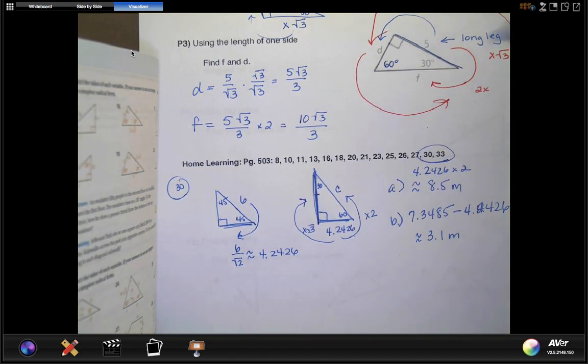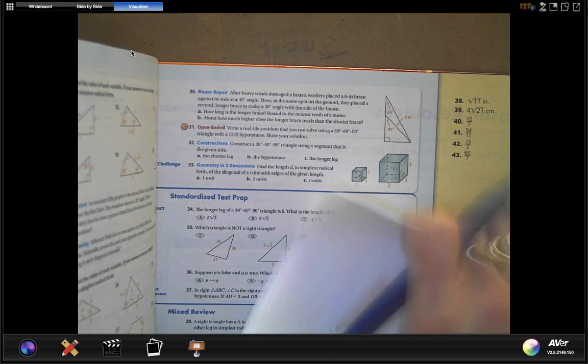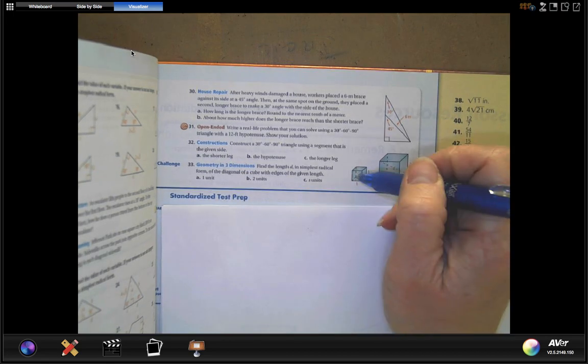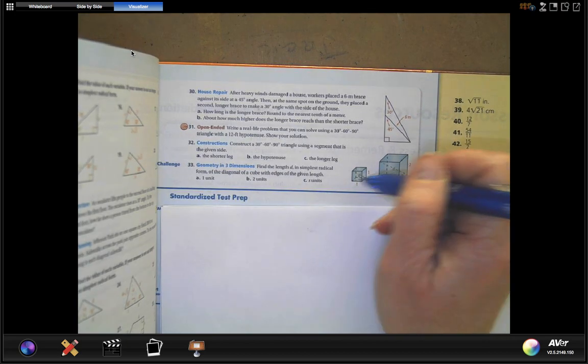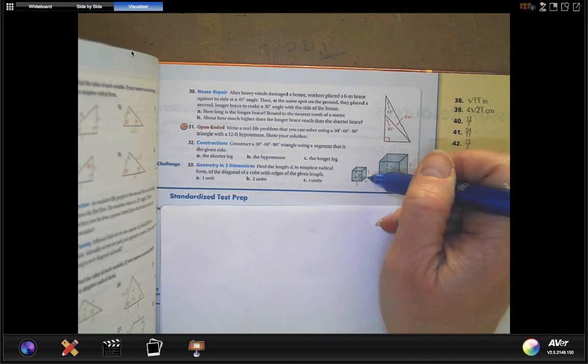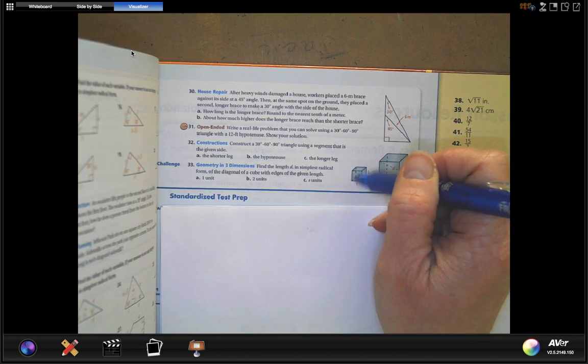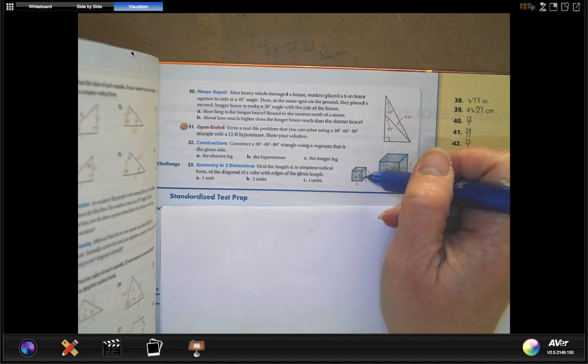All right, for 33, what's going on here is you have this little cube here. If you notice, this is the bottom of the cube, and there's a line here, then there's a diagonal here, and then there's a height here. So there's a right triangle right here. This height right here is 1. You want to find the length of the diagonal.